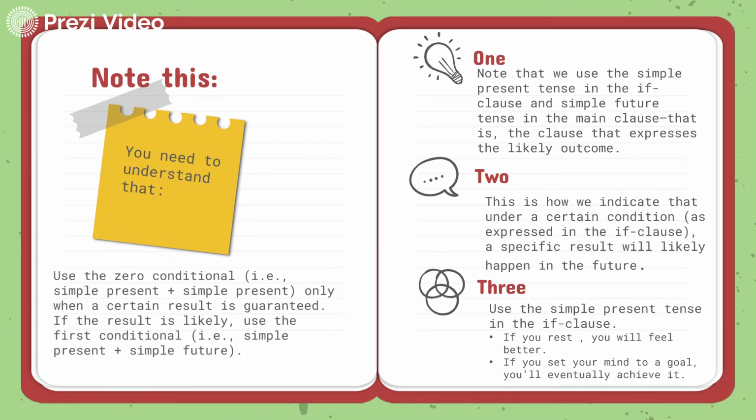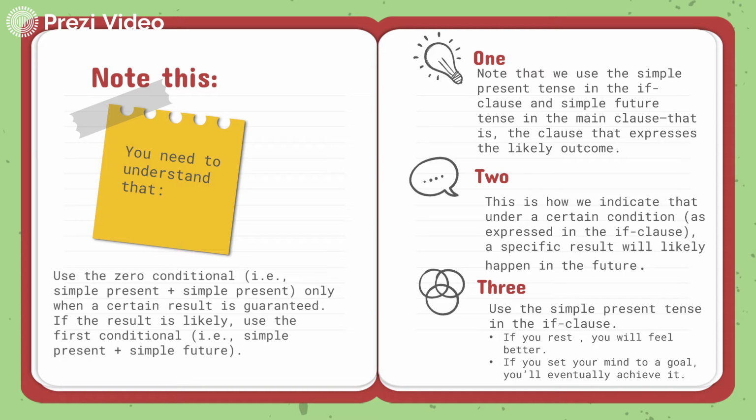You need to understand that you use the zero conditional, simple present plus simple present, only when a certain result is guaranteed. If the result is likely, use the first conditional, simple present plus simple future. Remember this. One, note the use of simple present tense in the if clause and simple future tense in the main clause, that is, the clause that expresses the likely outcome.